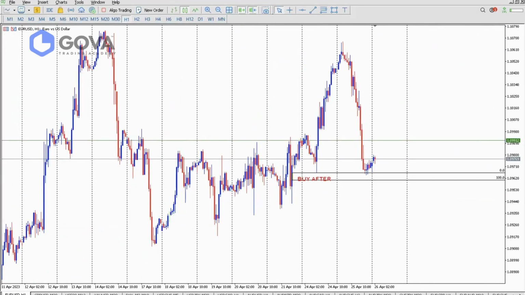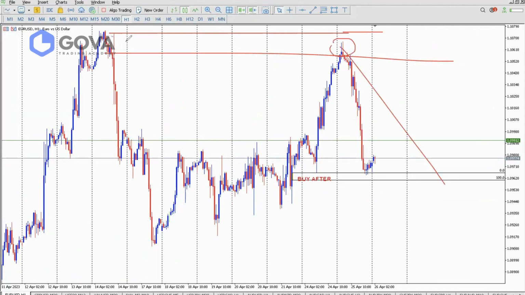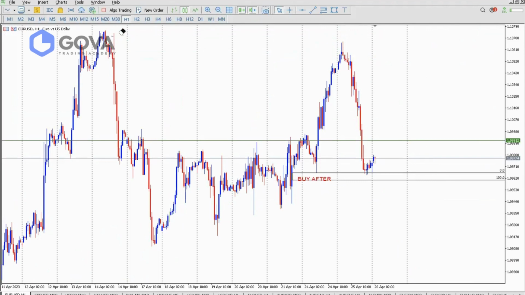You understand? You can see this is the zone where price referenced. This is the area where price referenced. So price referenced this area and dropped down. Can you see this area? So now let us look at this area. Why did price reference this area and drop down massively?